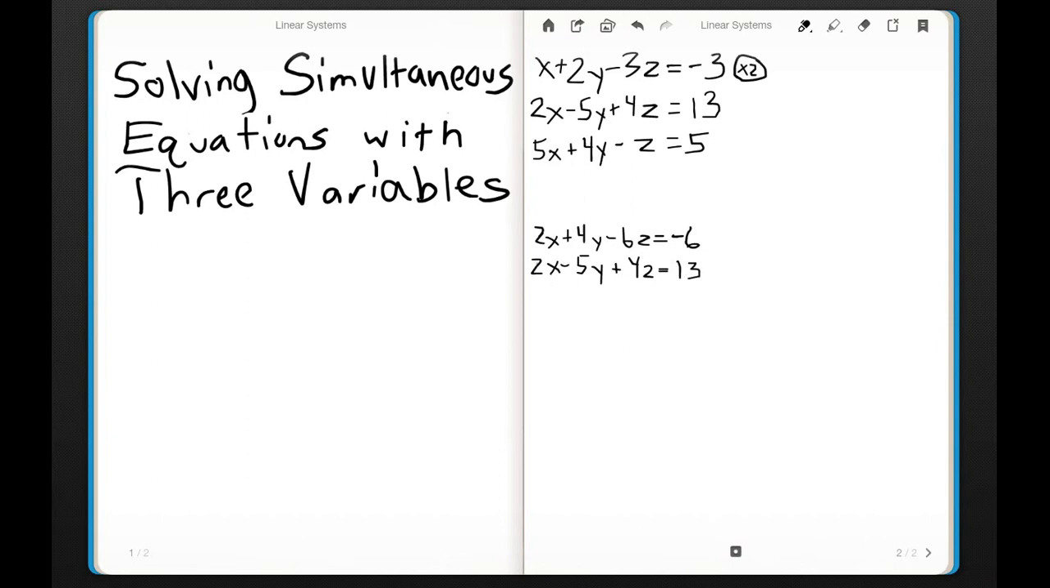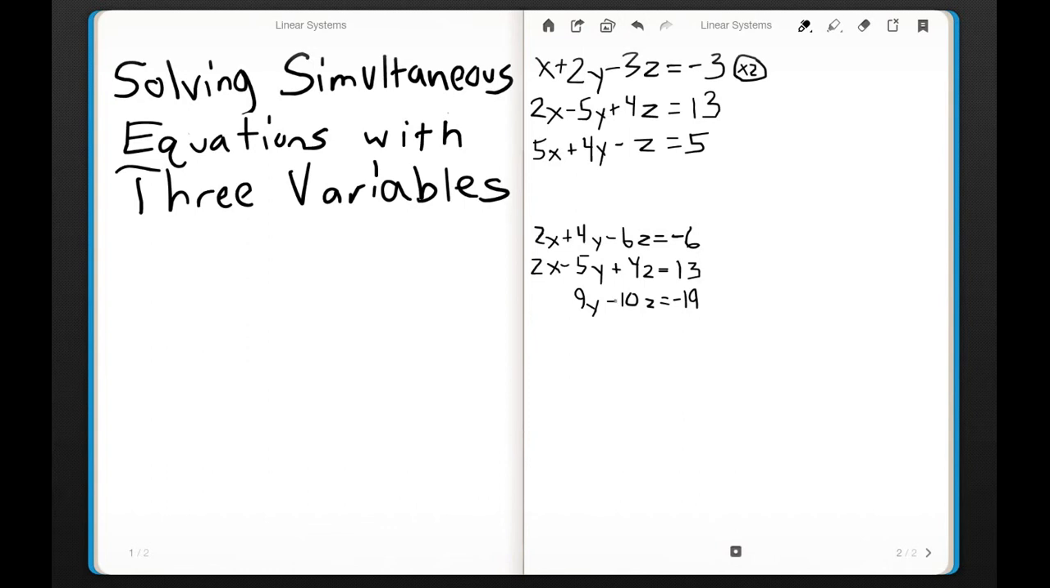Now let's bring down the second equation just so we have them next to each other. Now how can we eliminate the 2x? Well, we're going to subtract the bottom equation from the top equation. So 2x minus 2x is nothing. 4y minus -5y is 9y. -6z minus 4z is -10z. And -6 minus 13 is -19. So here is one equation with 2 variables.